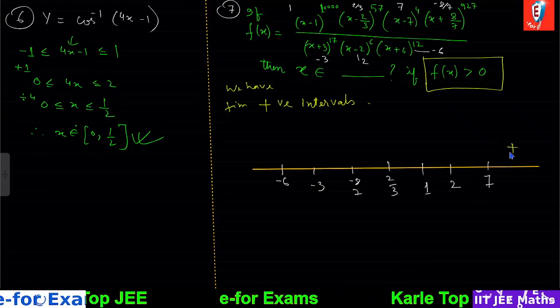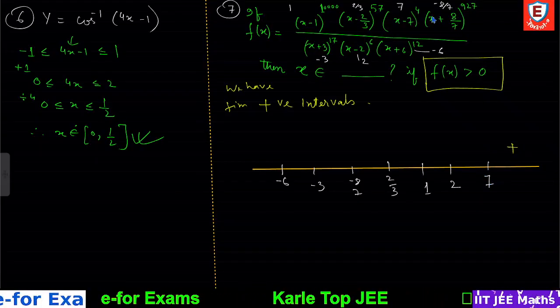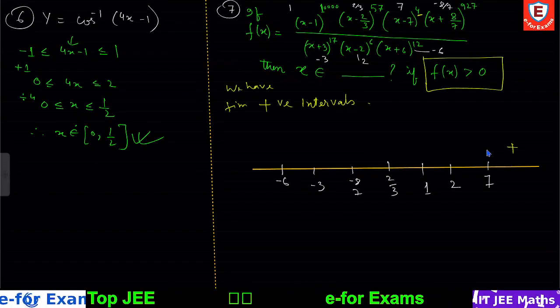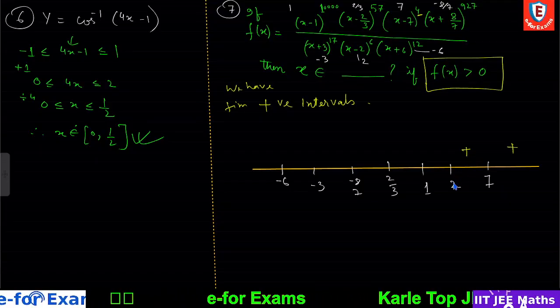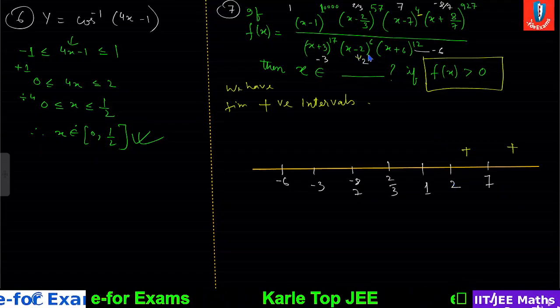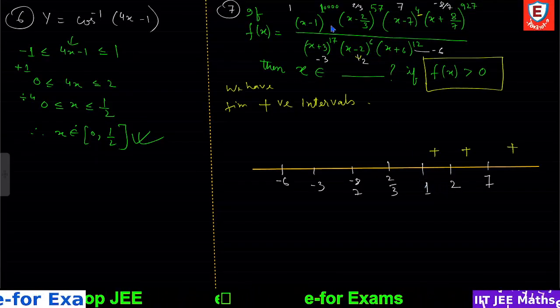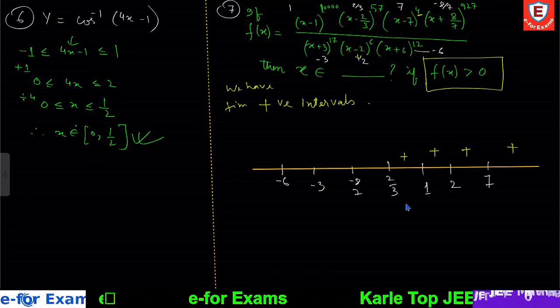is here, positive. 7, check where 7 comes from. 7 comes from an even bracket. Power is even here, so the sign will not change. Again 2, check where 2 comes from. 2 comes from an even power, so it will be positive again. 1 comes from an even power again, here it will not change.